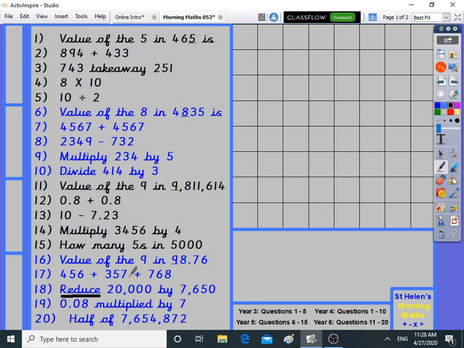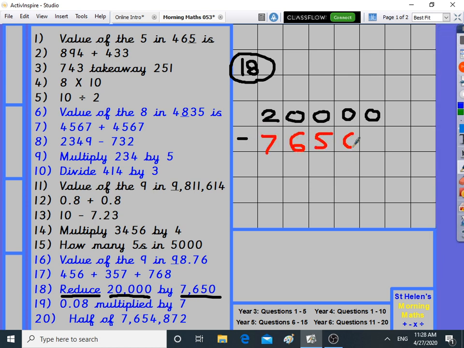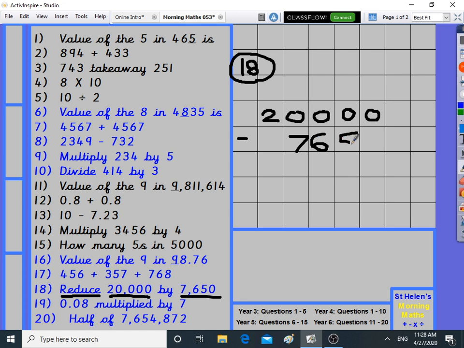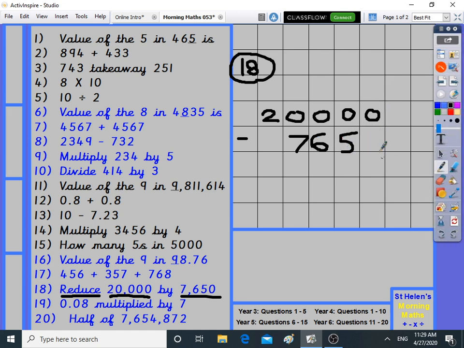Reduce again. Had that yesterday, didn't we? I think so. Reduce means take away. You want the biggest number at the top. 20,000, 7,650. Okay, biggest number at the top in take away. 20,000. Take away. This is how you don't line it up. Don't line it up like that. Instead, line it up like this. There's no decimals, and when there's no decimals, it should line up down the right. Okay? Line up down the right.